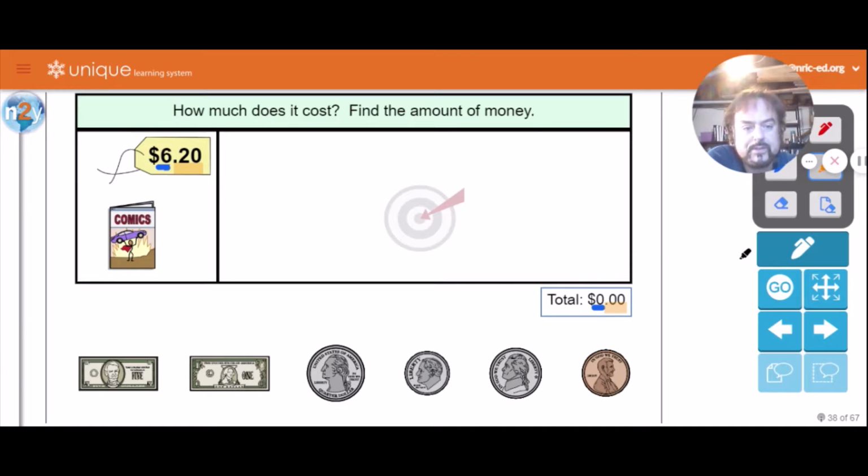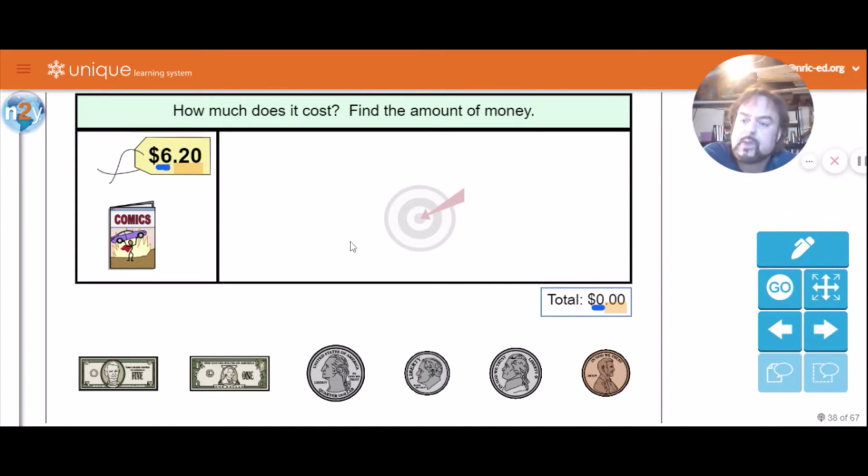So the first thing we must do is put $6 into the box. And the easiest way to do that is to use a $5 bill and a $1 bill. But let's do it the hard way. We're going to use $1 bills. Okay, so we'll take $1 right here and put it right there. And you'll see that the number on the left side of the decimal point has changed to a 1.